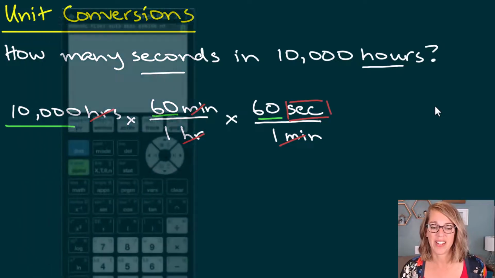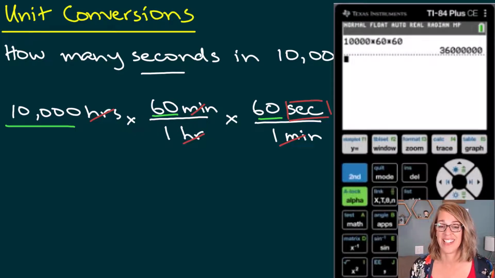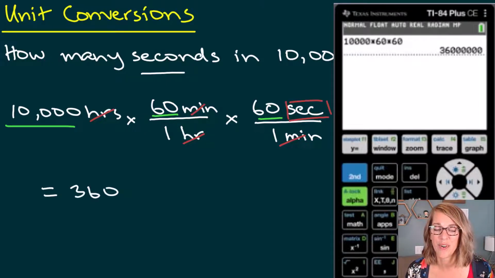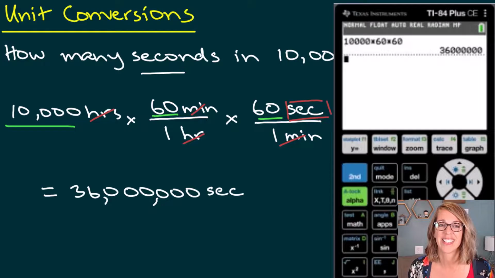60. Let me go ahead and do that in my calculator here. So I've got 10,000 times 60 times 60. And I end up with a lot of seconds. And our answer is 360 and six zeros. So that would be 36 million. And the units that I'm left with here is seconds.